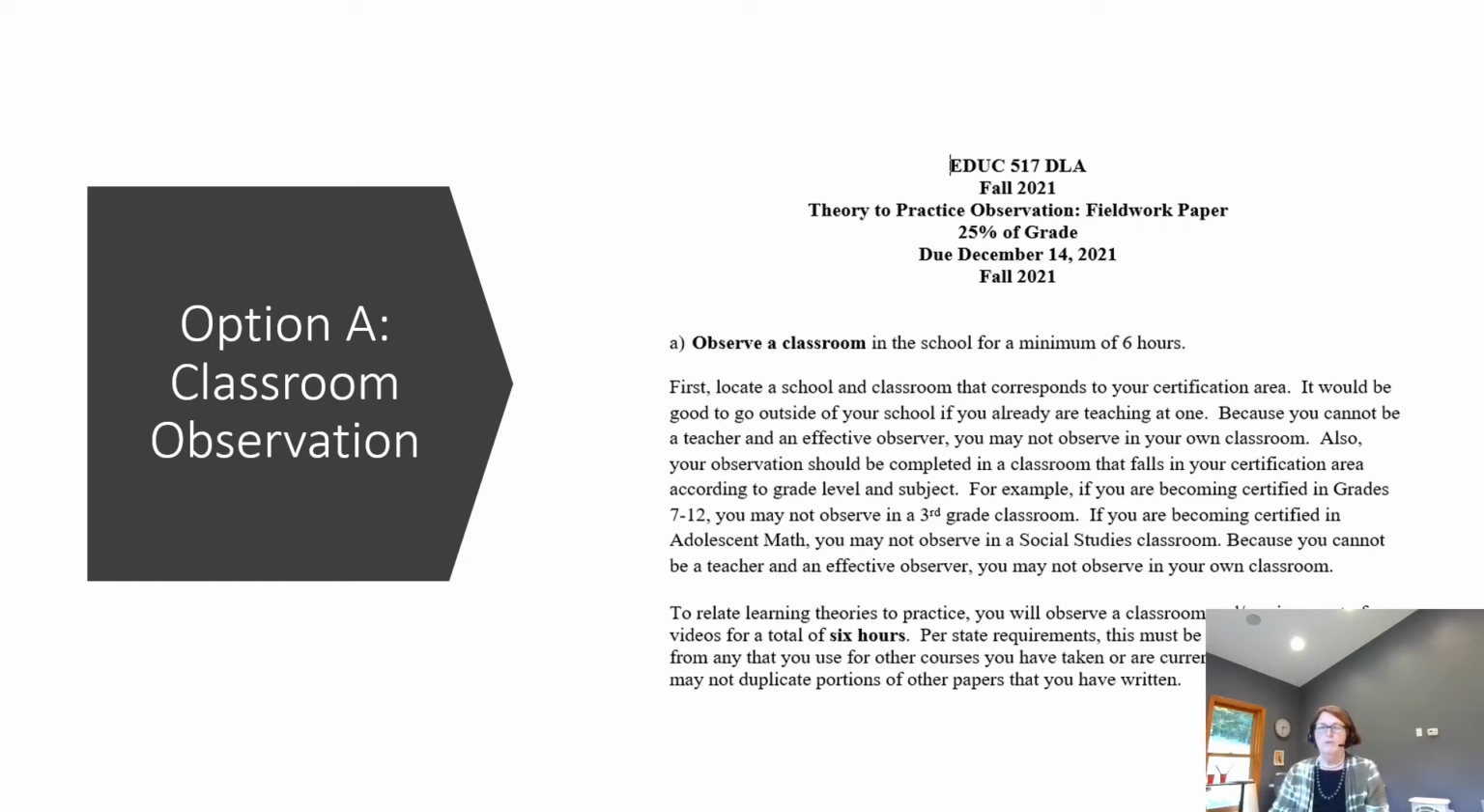So if at all possible, if you're adolescent English, you're going to try to find a middle school or high school English class to go into. We can be a little flexible. I don't want you observing in an elementary classroom, but if you can't find an English classroom, you could, say, observe in a social studies environment. The purpose of this is to observe 6 hours in the classroom and then to relate what you've observed to the theories that we've been learning in class.